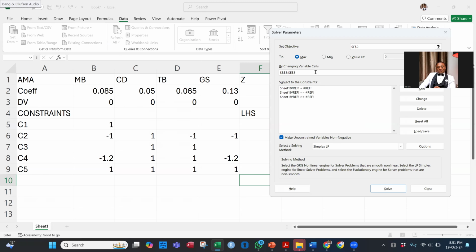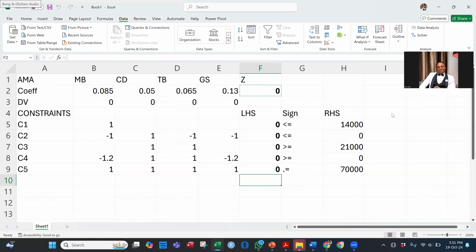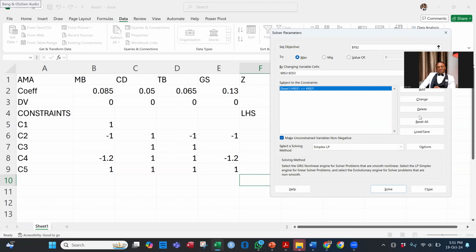And then you put them there. Then you go to the subject to constraint area. Whatever is there, delete them before you even start. It should be empty. And now let's add the first constraint.